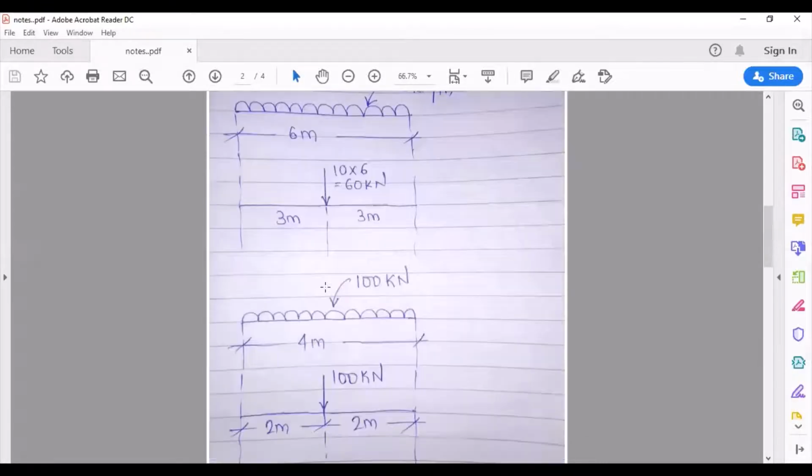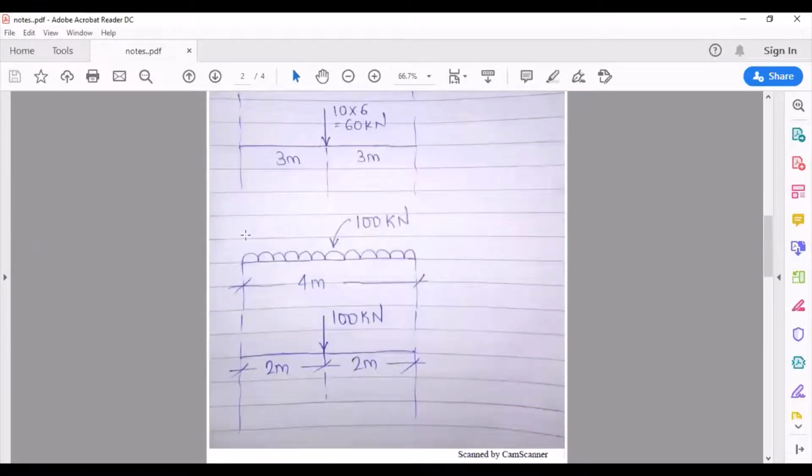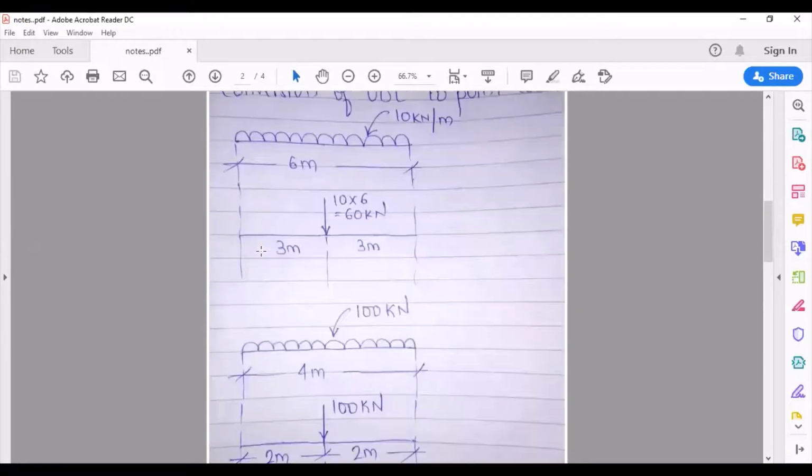Now I've taken one more example here. There is a lot of difference between both. You see, in the first example, what is the unit given? The unit given is 10 kilonewton per meter. Whereas in the second example, the unit is 100 kilonewton. A lot of difference between this and this.